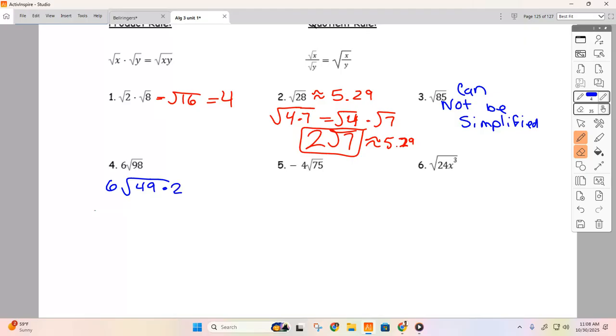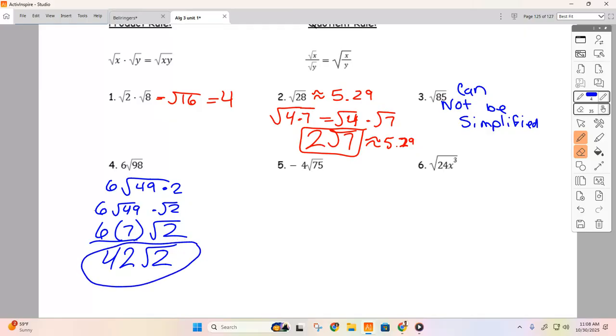It doesn't matter what order it goes in. At the end of the day, what you're doing is separating it, which you don't have to write this step, only if it helps you. Because the square root of 49, I'm going to take out and get a 7. Still have the square root of 2 there. And since the 6 was on the outside, remember that means multiplication. The simplified answer of this radical is 42 square root of 2.